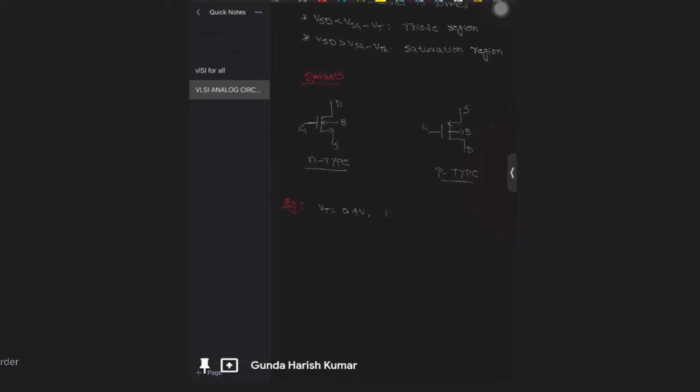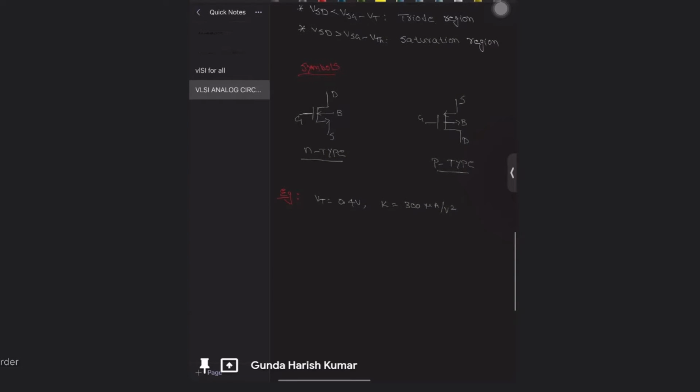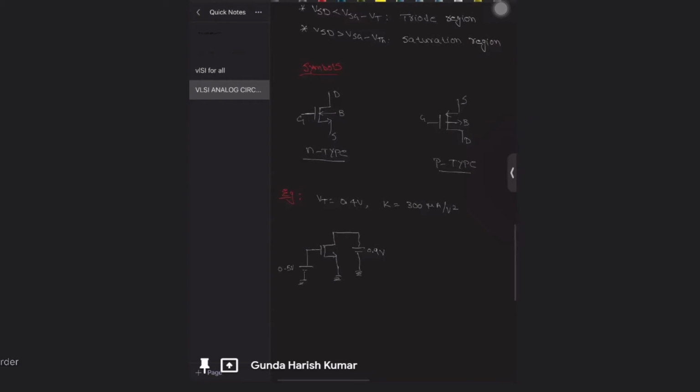Suppose consider VT equal to 0.4 volts and K let be 300 microampere per volt square. And suppose a transistor is there. At the gate I have applied 0.5 volts and source I have grounded, and at the drain suppose I have applied 0.9 volts. So now, how to check its region of operation?